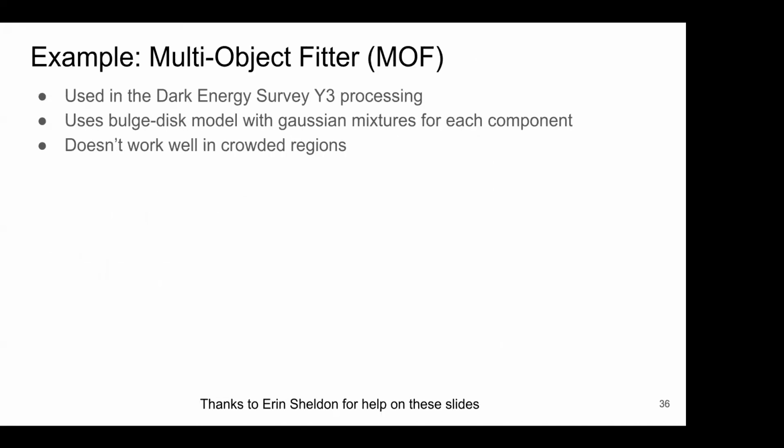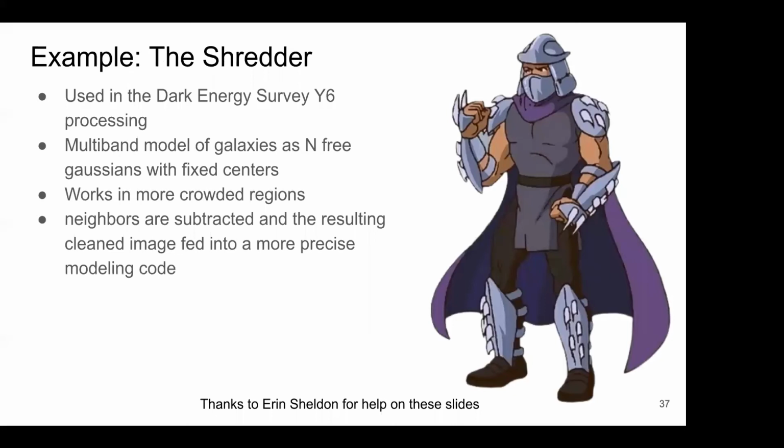In the Dark Energy Survey year 3 processing, they used the multi-object fitter. This used a bulge-disk model, but they used Gaussian mixtures to actually model it, and found that it didn't work well in crowded regions. And so for the year 6 processing, they moved on to the Shredder.